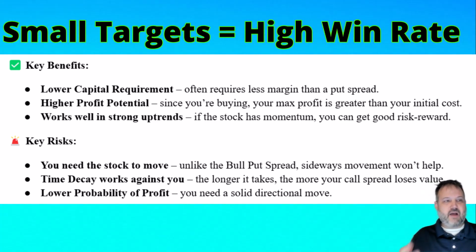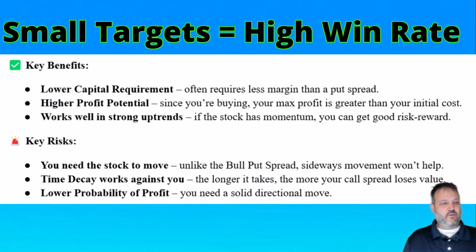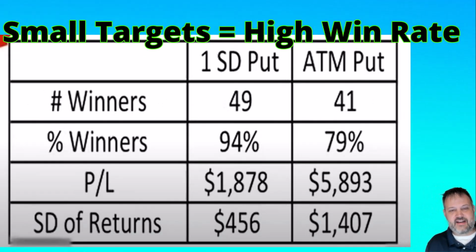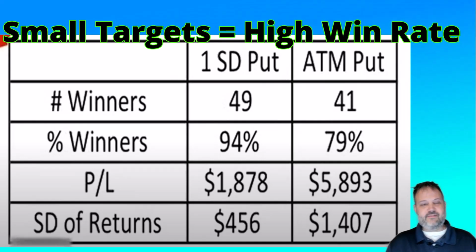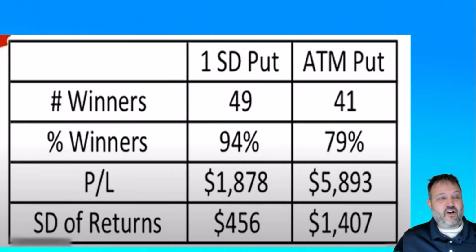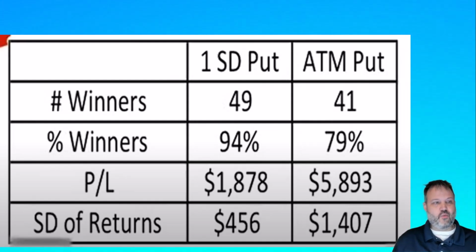Now, a back test had been done. We are always looking at statistics and back testing. A back test had been done on this strategy, and what we found was the bull call spread was more profitable over a 10-year period than the S&P 500, even though there was a much lower winning percentage. I'll show the slide here, but 94% of the trades were won on the bull put spread, 79% on the bull call spread.